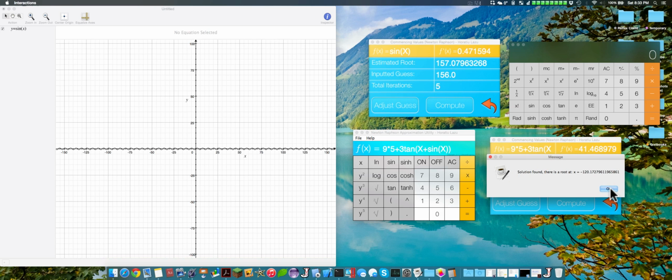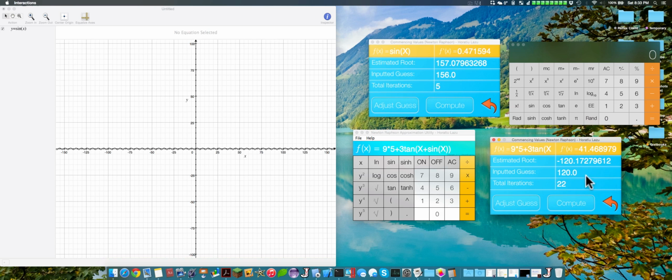Solution found at negative 120.1274. So this one was significantly faster. It took 22 iterations to find the root of this expression. So it really depends on what your input is and how far away it is from the guess. If we do 10x plus sine x, we get negative 120.17279612. Convert that to radians, put it into your calculator, and you will get the right answer.